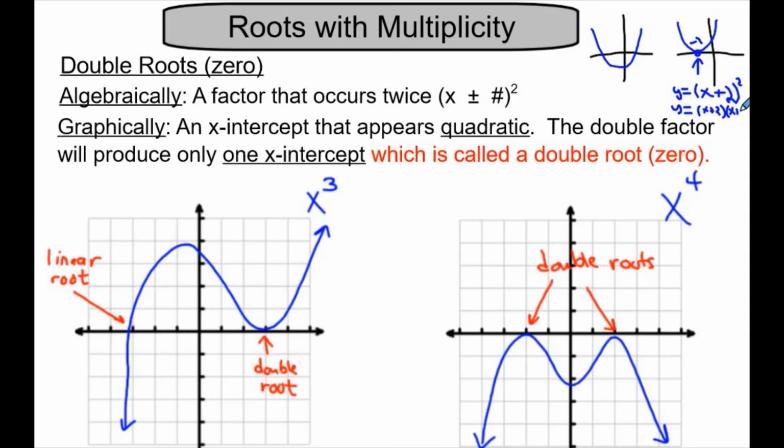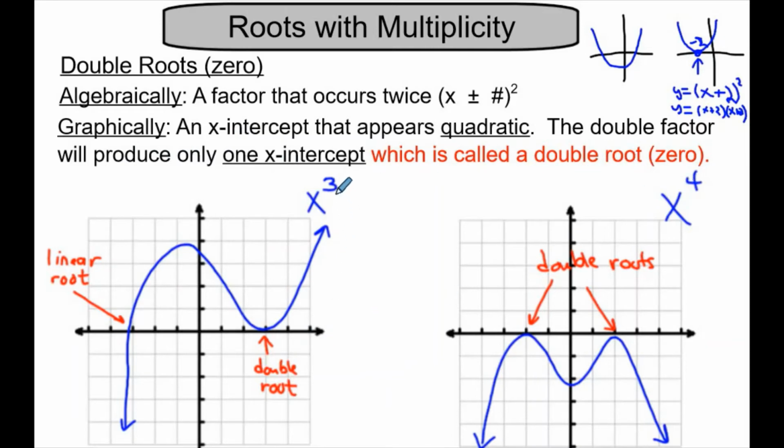And that would produce what's known as a double root, meaning it has 2 factors that have the same answer. So a double root, algebraically, is a factor that occurs twice, just like it did back here where we had a quadratic at -2 producing a factor of x plus 2 twice. Graphically, it's an x-intercept that appears quadratic even in a polynomial that could have a larger degree. And that double factor will produce one x-intercept, and we call it a double root or a double zero.